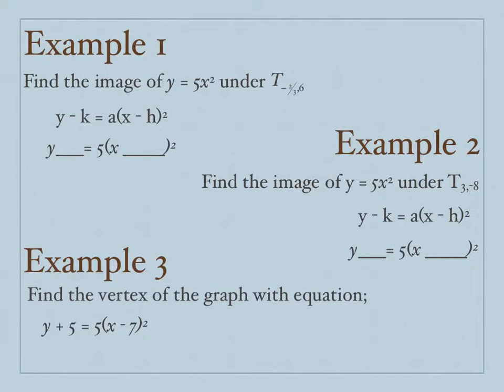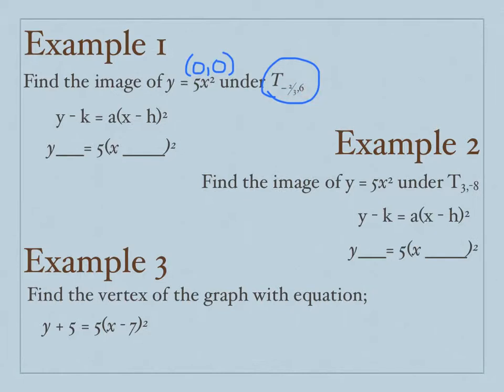Okay, so for example, it says find the image of y equals 5x squared under this translation. So this is like a regular parabola. This one is going to be centered right at (0, 0). Okay, don't really need to know that to do the problem, but I just want you to have a concept. And then this is saying translate it this way, which is really wanting you to go negative 2/3, so 2/3 to the left, and then 6 up.